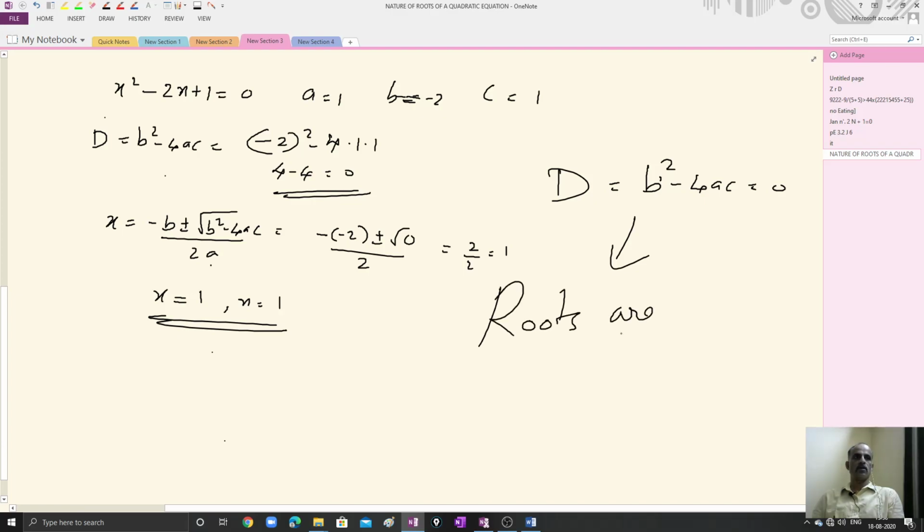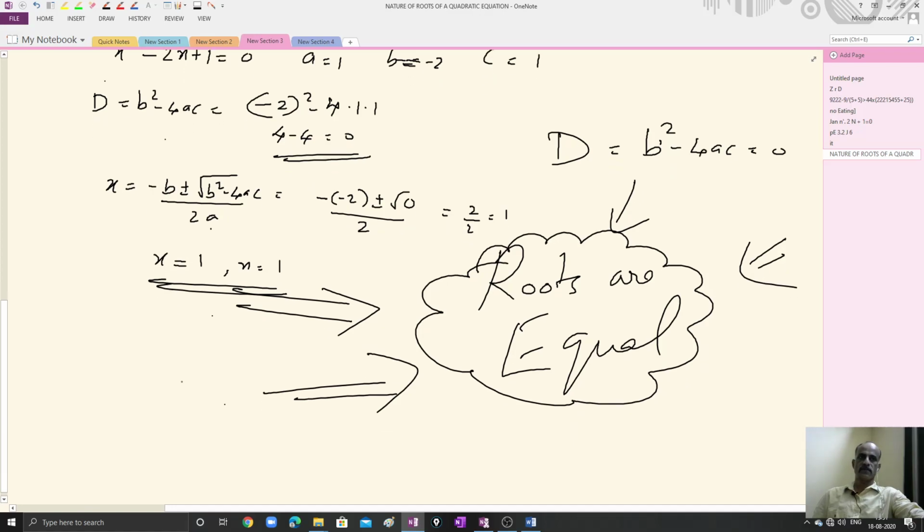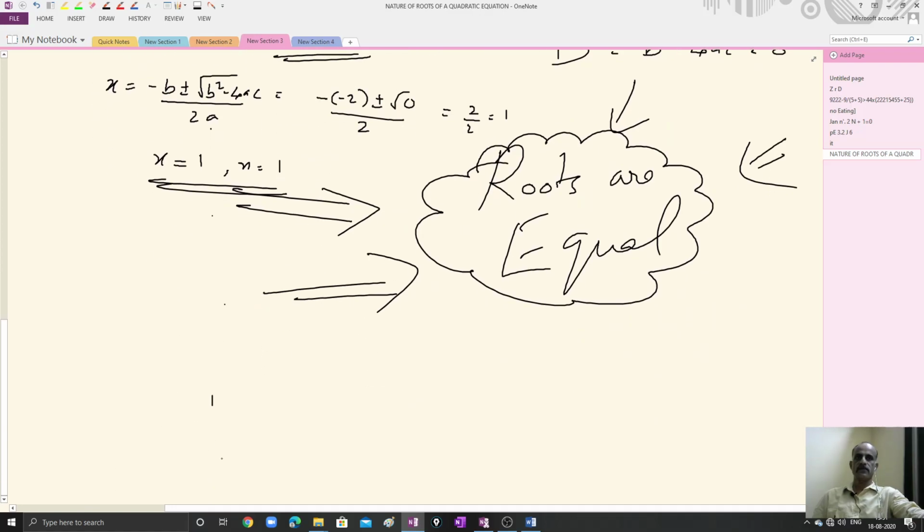Roots are always what? Equal. The roots are equal. So, we conclude that when b square minus 4ac is coming to be 0, what happens? The roots of the quadratic equation are equal. So, that is our first case. Case 1.